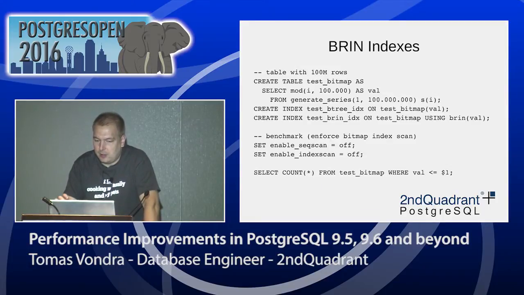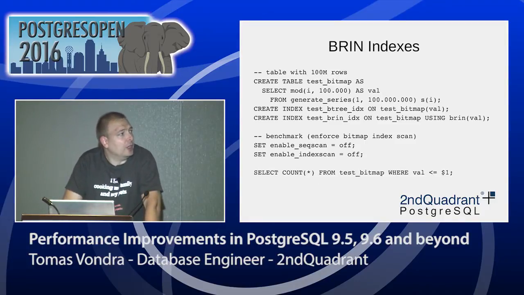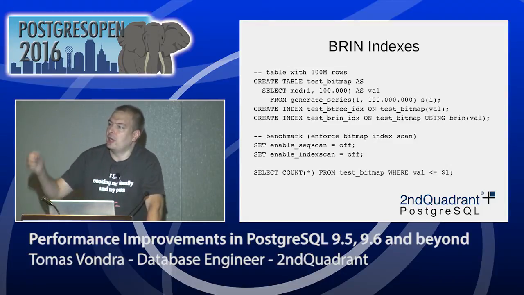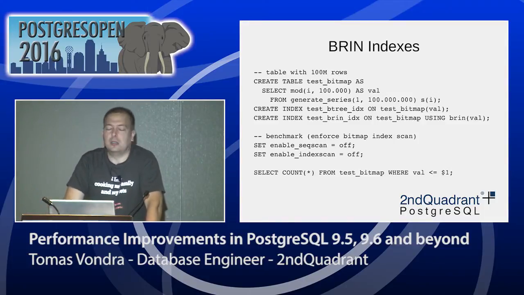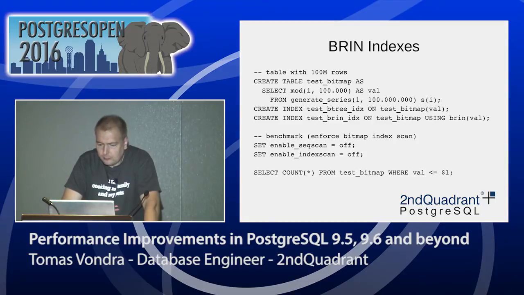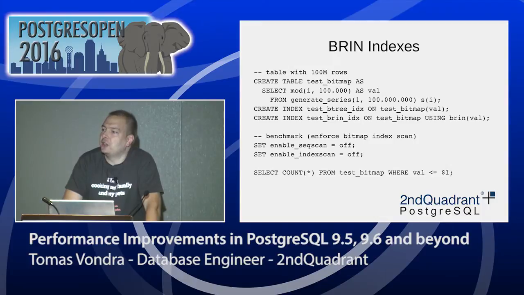And to show you an example of that, I will create a simple table which contains 100,000 different values, but those values are strongly correlated with the table, right? It's 0, 1, 2, 3, up to 100,000, and then again repeated over and over. And if you create a B-tree index and a BRIN index on that, you can actually see the difference in performance, right? And then you can do a query like this, which, depending on the value, selects a different fraction of the table, right?